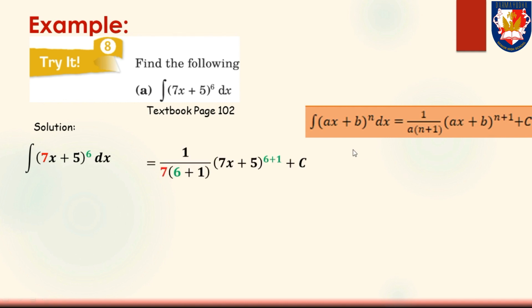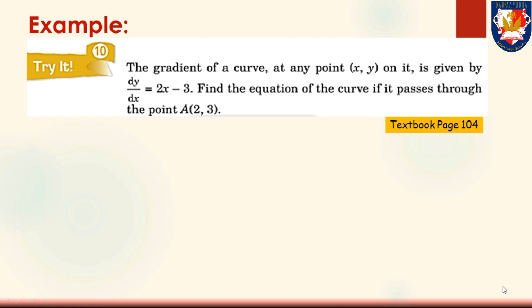So we will obtain 1 over 7 times 6 plus 1 times 7x plus 5 to the power of 6 plus 1 plus c. Simplifying this gives 1 over 49 times 7x plus 5 to the power of 7 plus c. So here is the example involving the curve.